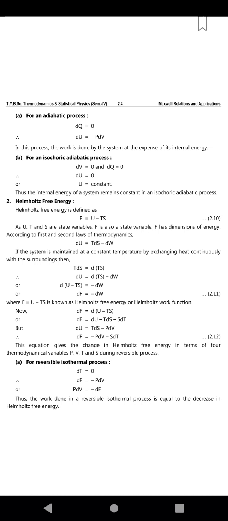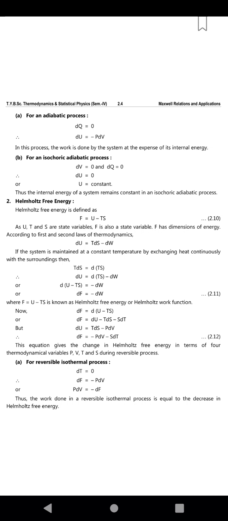Second is Helmholtz free energy, which is represented by F, and which is equal to U minus TS, which is equal to internal energy minus the product of temperature into entropy. As U, T and S are state variables, F is also a state variable. F has dimensions of energy.